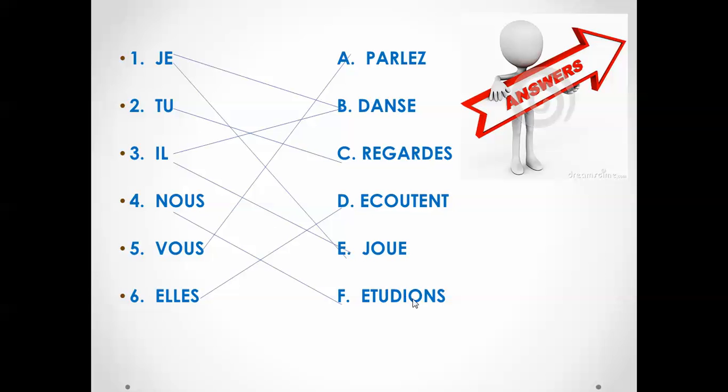Okay, nous has the ons ending. Nous étudions. Vous, you're looking for ez, which is up here, number A, parler. And elles, you're looking for the ent. Elles écoutent, right here.